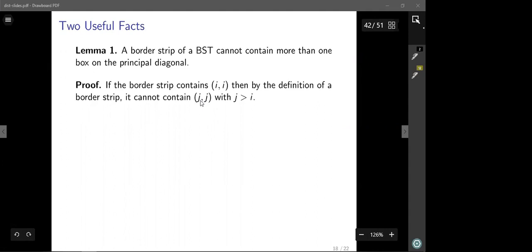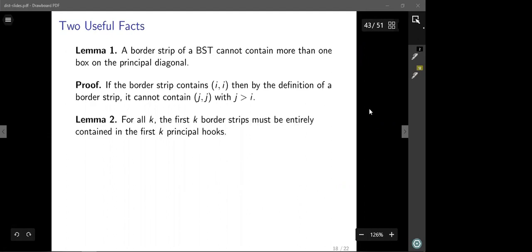Well, how could you have (j, j) with j greater than i? This would have to be a lower down row, and it would also have to be to the right of i, but that's not allowed. The whole definition of border strip is that everything lower down has to be either directly beneath or to the left. So there's no way you can reach (j, j) with j greater than i if you start at (i, i). So a border strip cannot contain more than one box on the principal diagonal of your Young diagram.